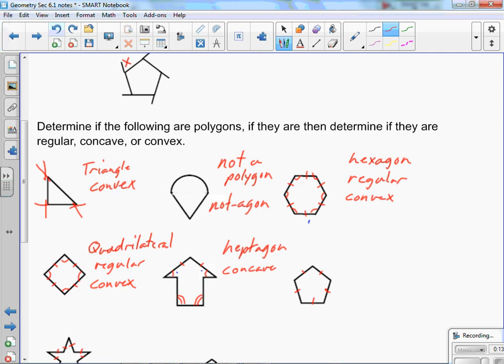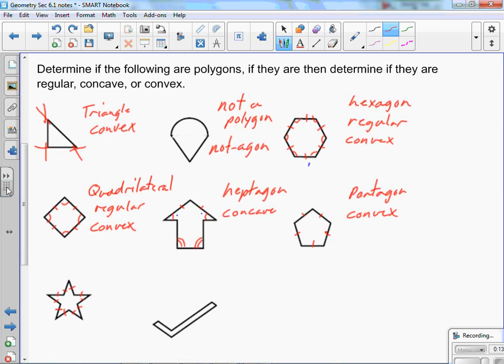All right, so the next one there. It's got 5 sides, so it would be a pentagon. The sides are marked congruent, but we don't know about the angles, so we can't say that it's a regular polygon. But is it concave or convex? Convex.